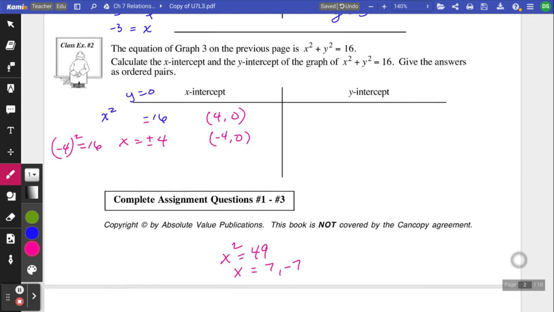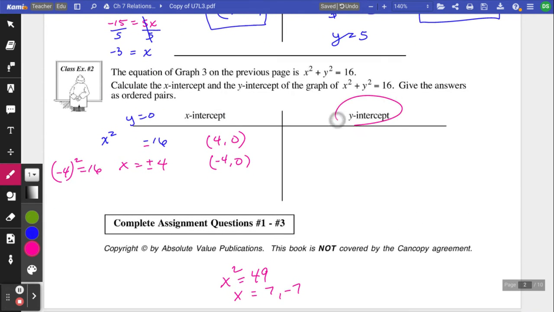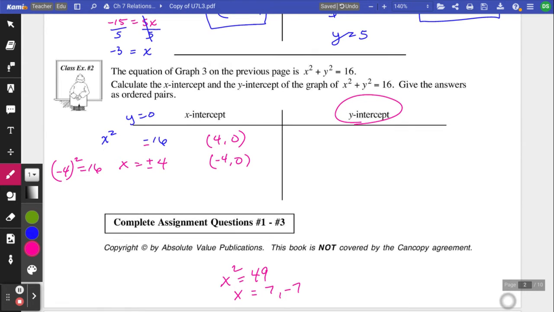All right, let's go back up to the top. Now let's go find the y-intercept. So when I say y-intercept, what do you say? X equals 0. Okay, I write x equals 0 up here. Everywhere I see an x, I put a 0.